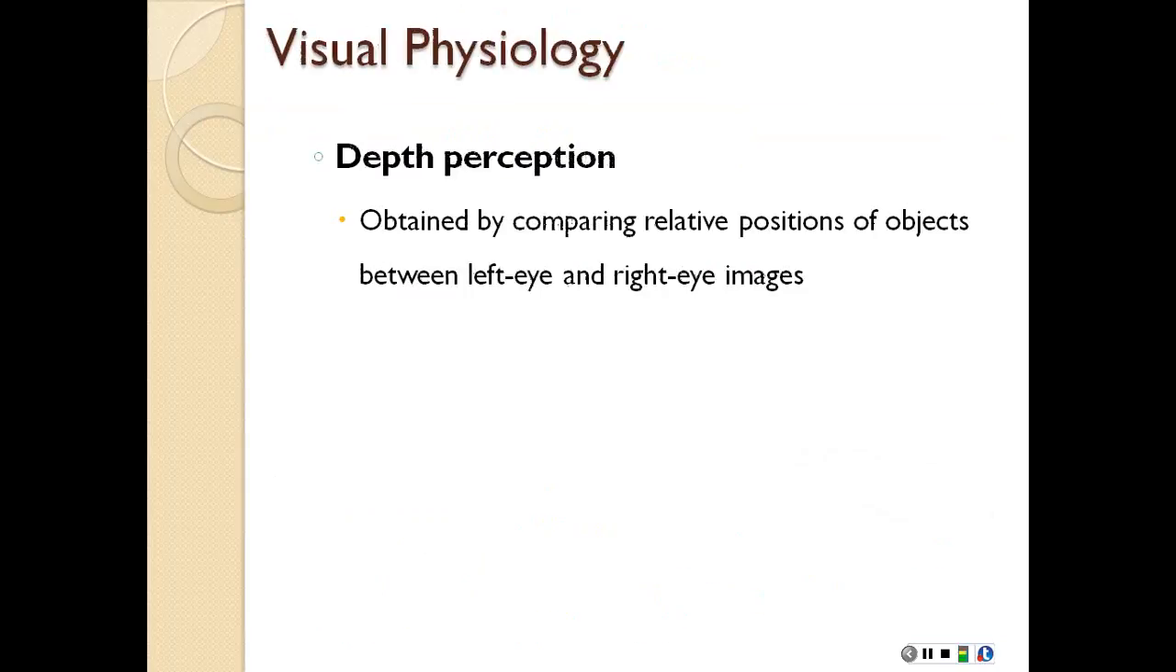Depth perception is obtained by comparing relative positions of objects between the left and right eye. So what this is explaining is that when you look at an object with 2 eyes, you can judge how close that object is to you. But if you just have 1 eye, and you can actually practice doing this, it's hard for you to tell how close something is to you.